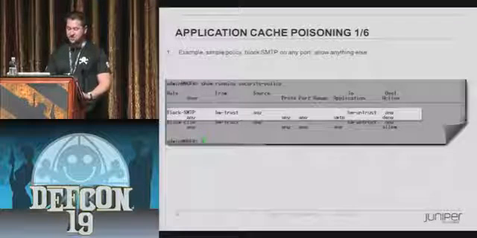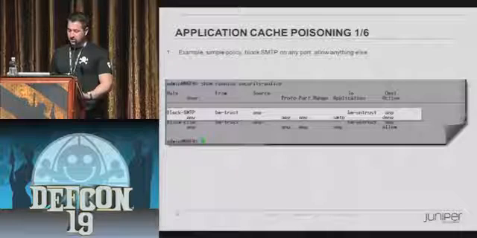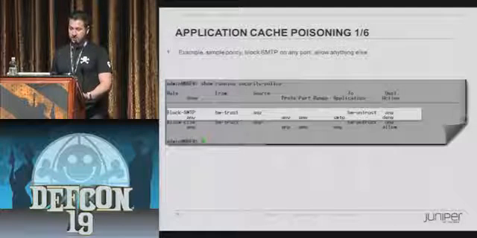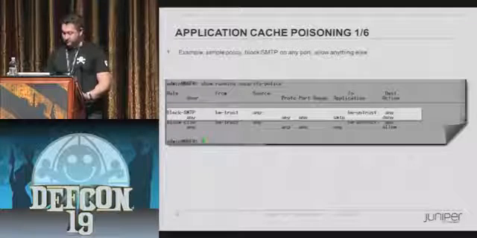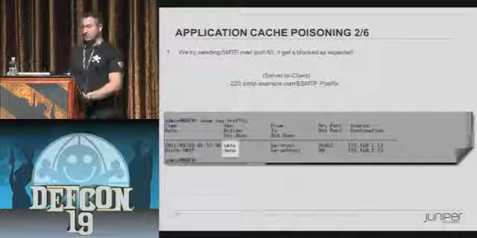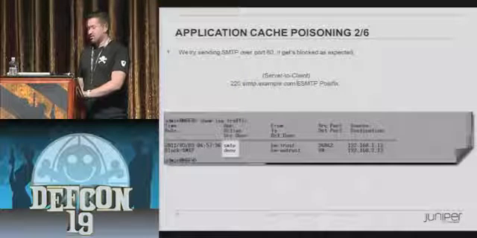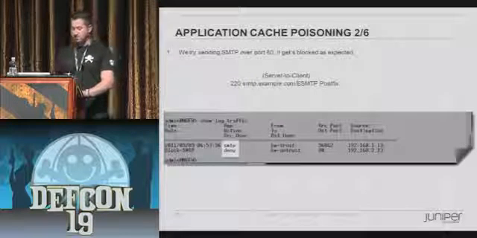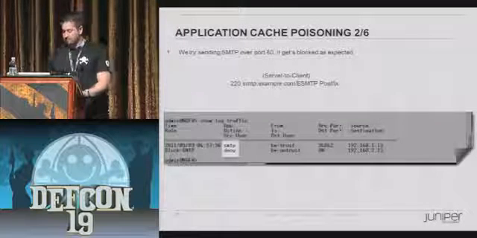In this example, I configured the firewall to look for SMTP on any port and drop it no matter what, and allow everything else. Just a smoke test here. I send SMTP and it gets detected properly. This is the logging message. We see that it's SMTP, we drop it. Exactly what we'd expect.